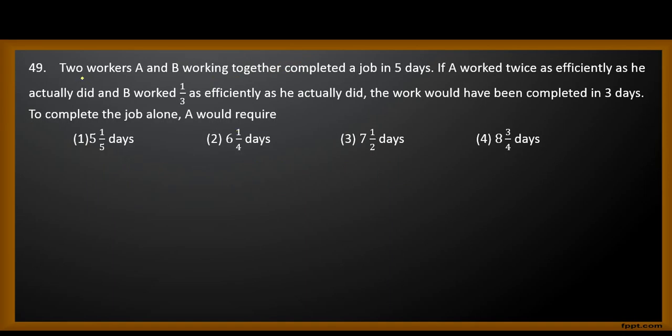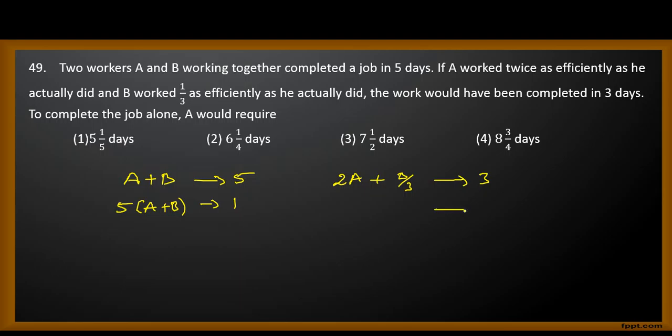Now, two workers A and B working together completed the job in 5 days. Efficiency of A plus efficiency of B, with this efficiency they are taking 5 days. To complete the work in 1 day, how much is required? 5 times the efficiency of A and B. This is case 1. A worked twice as efficiently as he did, it means 2A, and B worked 1/3 as efficiently as he actually did. So B is working with 1/3 of his efficiency. They can do the work in 3 days.